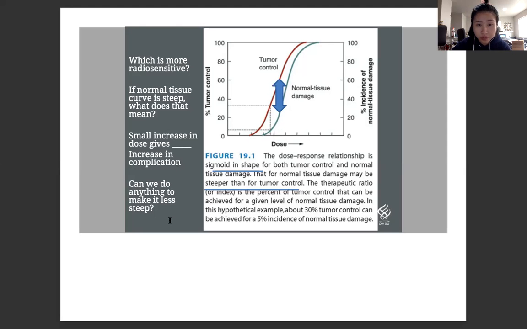Can we do anything to make it less steep? Yes, what we can do is control the tumor. Basically, if we talk about this graph, we can get this blue curve, which is normal tissue damage, closer to tumor control. So it's also said right here, hypothetical example, about 30% of tumor control can be achieved for 5% incidence of normal tissue damage.